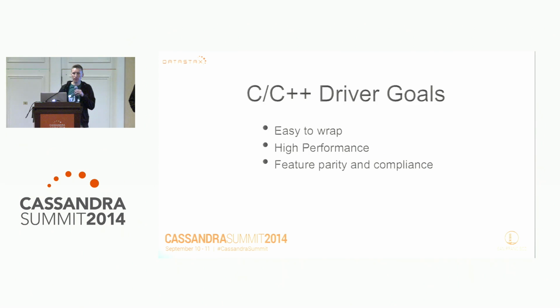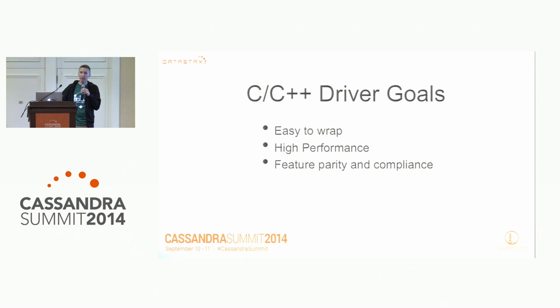So the C++ driver has a little broader set of goals than the other drivers, because one of the primary goals was to make it easy to wrap. A lot of languages offer a foreign function interface, and usually that interface is through C. So we made it ANSI C. We use simple POD types, very few structures, and opaque pointers, and that makes it awesome to wrap in other languages, like PHP and Go. Another goal we had was to make it very high performance. We don't want the driver to be your bottleneck. We want Cassandra to be your bottleneck. We don't want to be in your way.